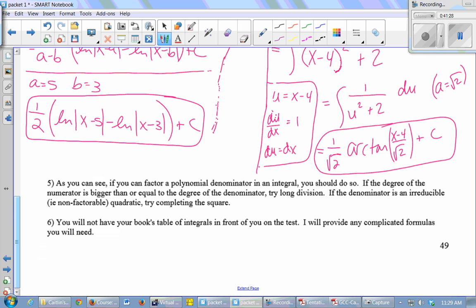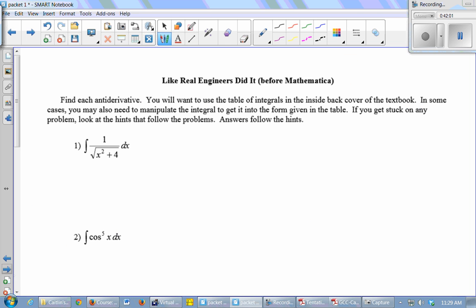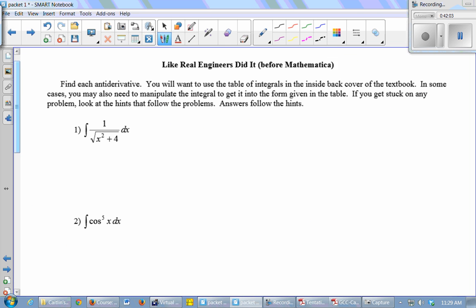Okay, so as you can see, if you can factor a polynomial in the denominator, do it. If the degree of the numerator is bigger than or equal to the degree of the denominator, try long division. If the denominator is an irreducible quadratic, meaning you can't factor it, try completing the square. You will not have your book's table of integrals in front of you for the test. I will provide any complicated formulas that you'll need. All right, so now you can do some practice using the table like real engineers did it.